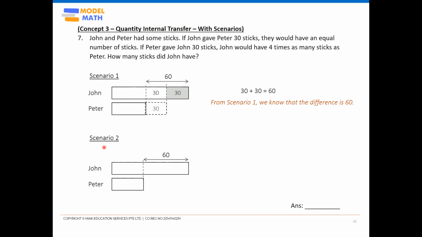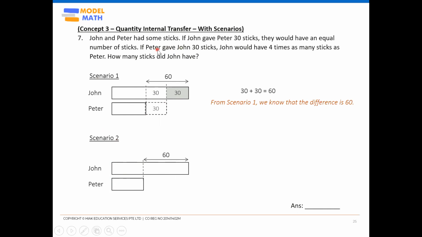So for scenario 2, make sure you start off by drawing John having 60 more than Peter at first. It'll be good if you can do it top and bottom like that, so that you can do the alignment in the same manner. So your 60, this size also. Starting line, this size. Okay, so not to do it side by side, but top and bottom like this.